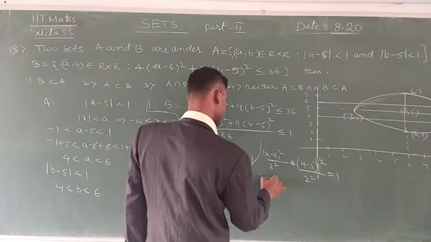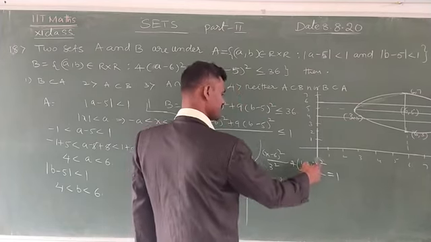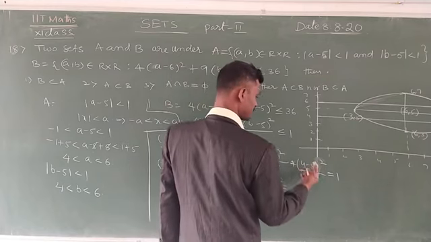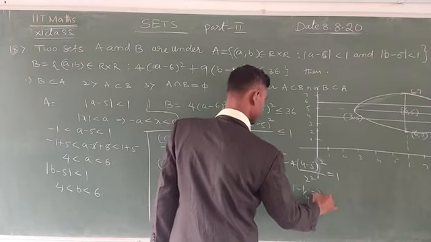Now (x minus 6 by 3) whole square is equal to 1 minus 1 by 4, this is 1 square, 4 minus 5 means 1. So 1 minus 1 by 4, that is 3 by 4.